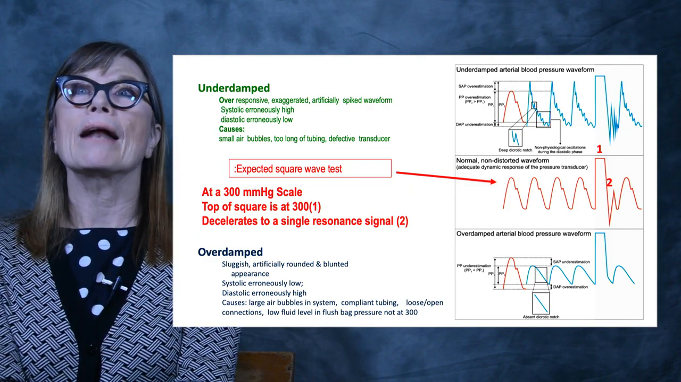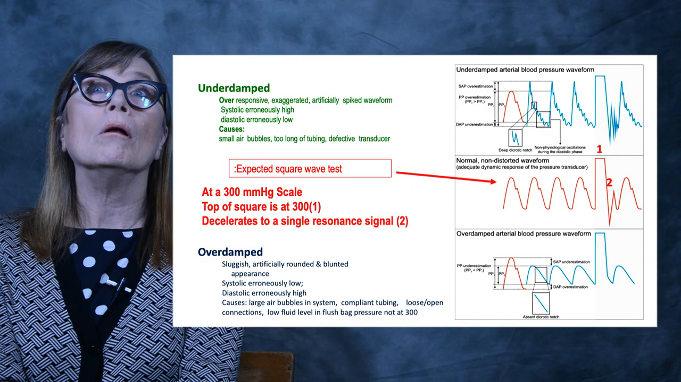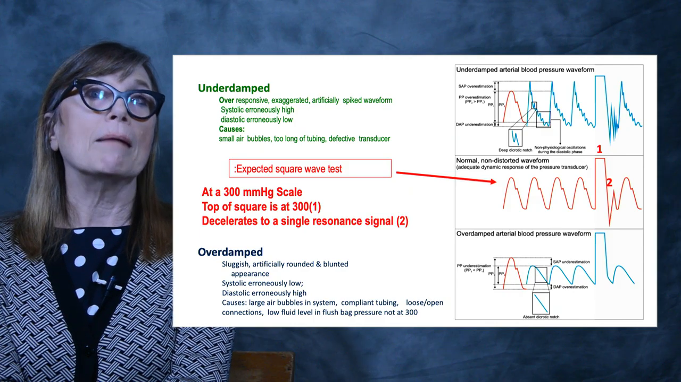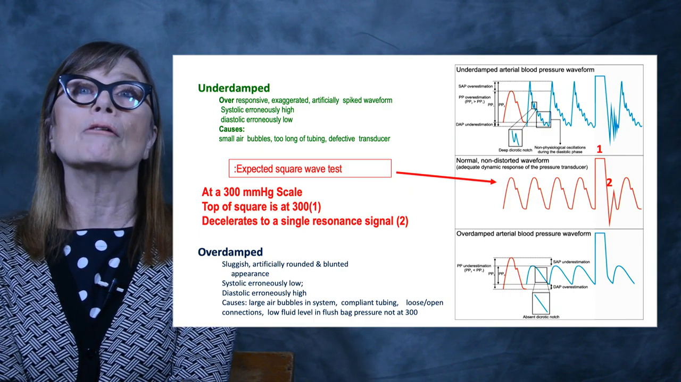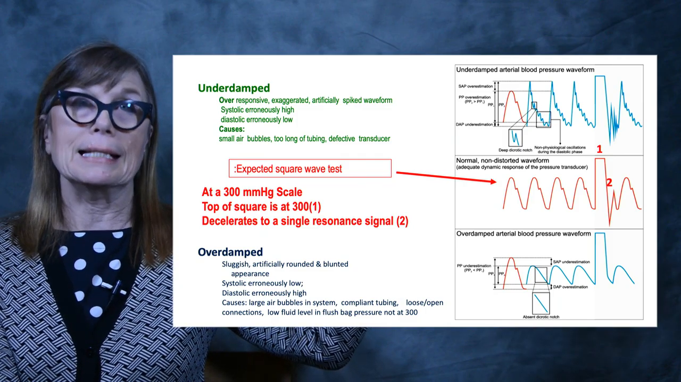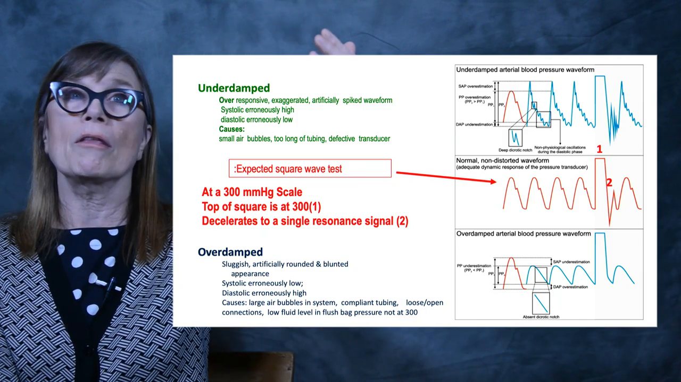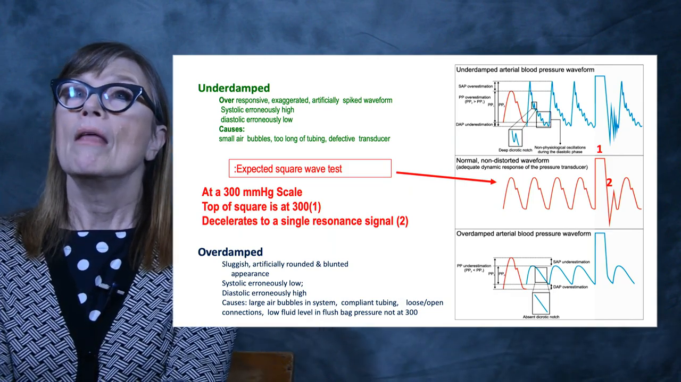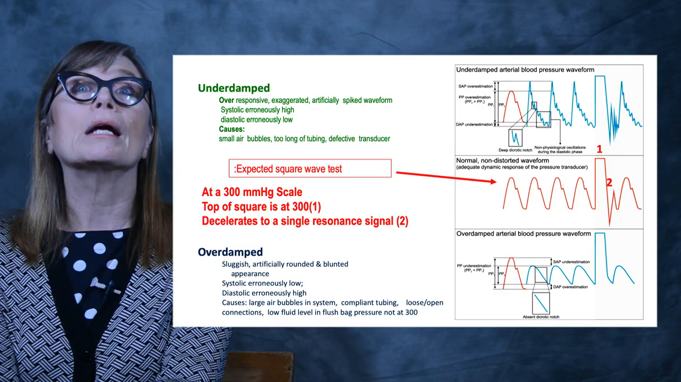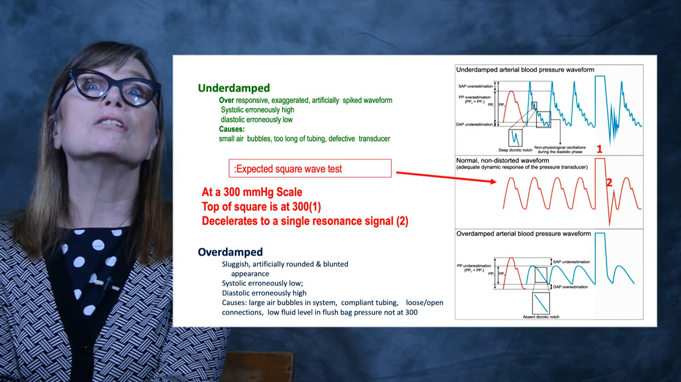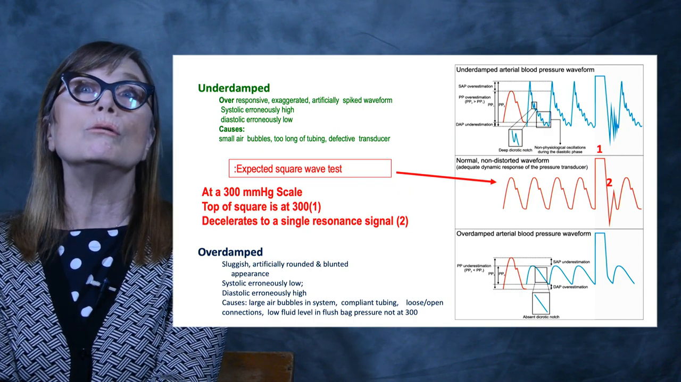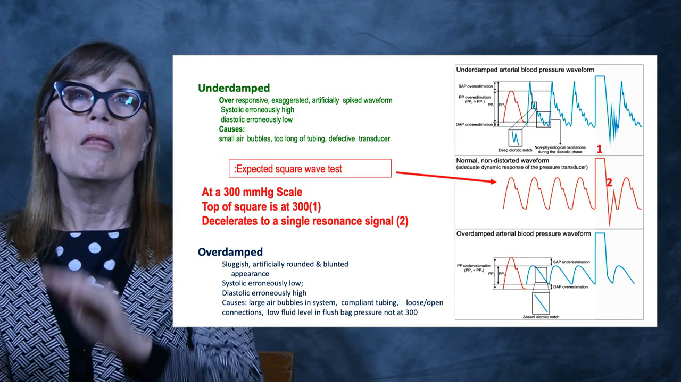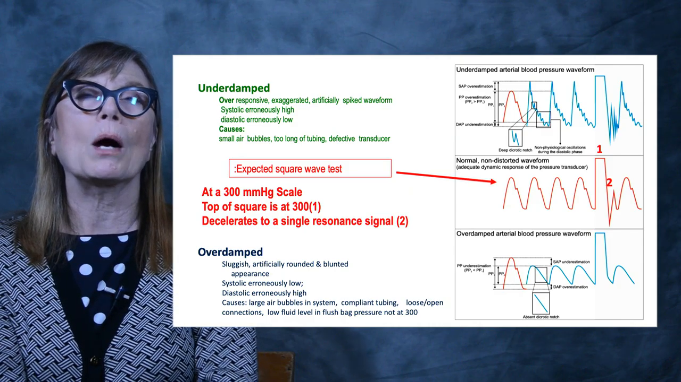Okay, so right in the center, you'll see here a normal waveform and a normal square wave test. I've set my scale on my bedside monitor to 300 millimeters of mercury, and my pressure bag is at 300 millimeters of mercury. Should not be more than that. You shouldn't have half of the green line showing, just to 300 millimeters of mercury. The top of the square, number one, is at 300 millimeters of mercury, and then there's a deceleration. Typically, you see two decelerations, the first one half of the square, and the second one half of the first one. That tells you that you have an appropriate square wave test.